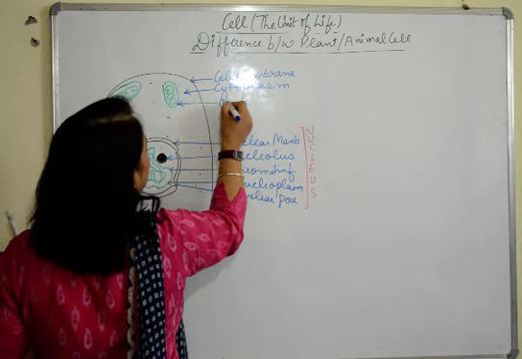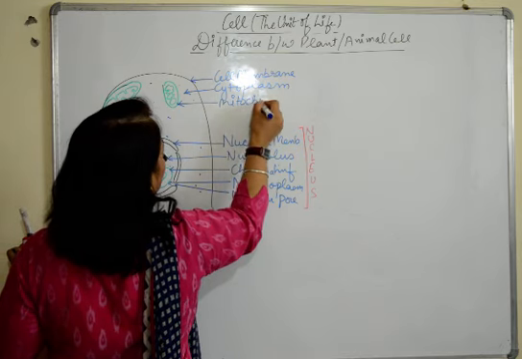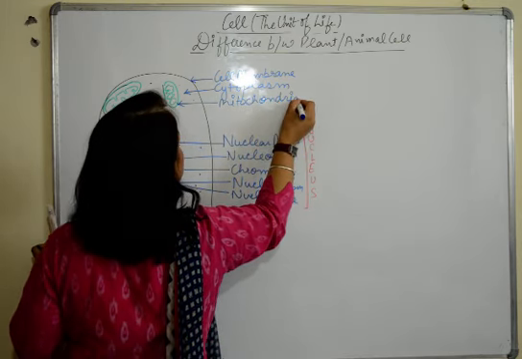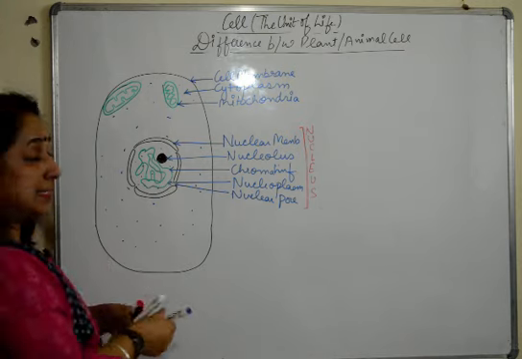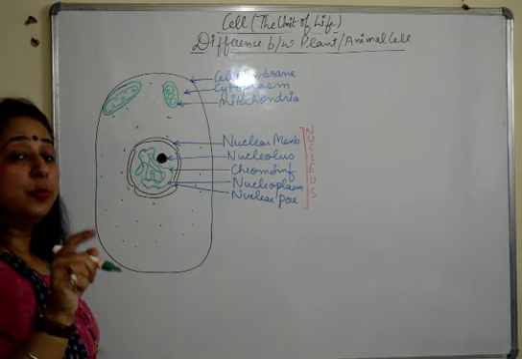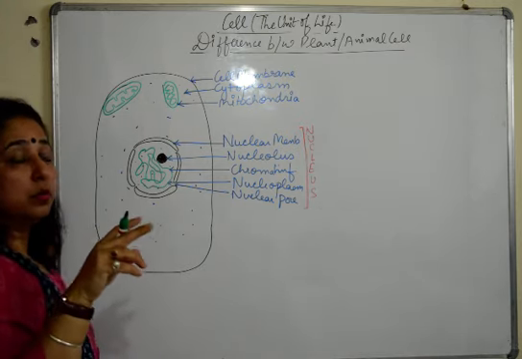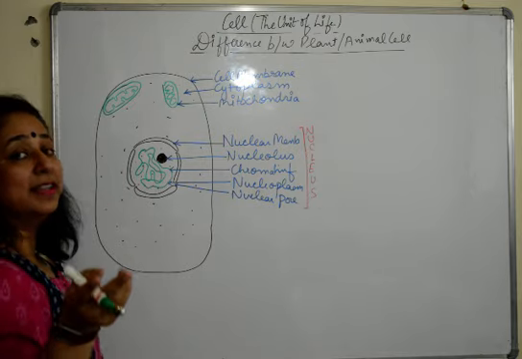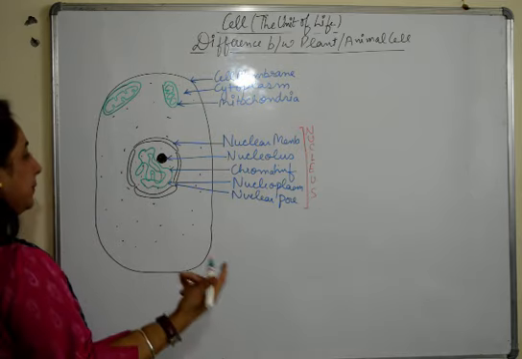This is mitochondria. Next cell organelle is the endoplasmic reticulum. I have told you there are two types, rough and smooth. They can be free, they can be attached to the nuclear membrane as well.